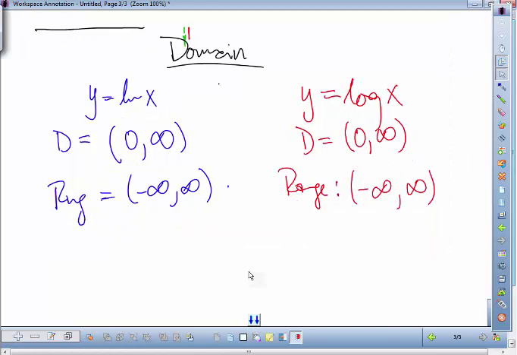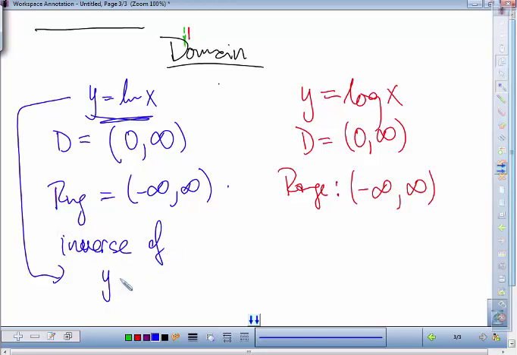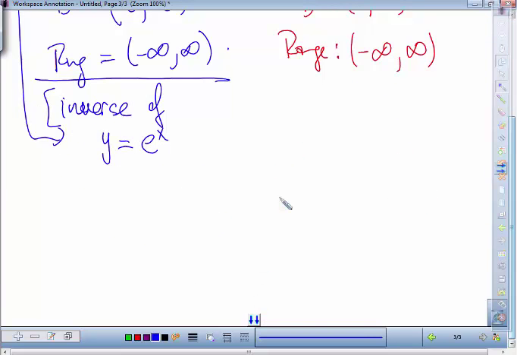So one way to try to justify this is that the inverse of this. What's the inverse function for this? For the ln, it's e to the x, right? And the other one's 10 to the x.